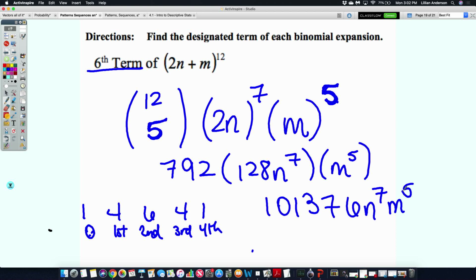Remember, R is always at the end. The formula is N minus R, and this one is always R. Questions?